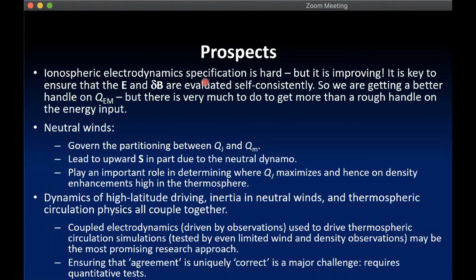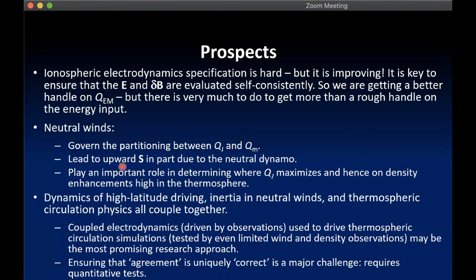And it's really important that the electric fields and the magnetic fields that we use are evaluated self-consistently, so that we get a better handle on QE sub M. But there's a lot more we have to do, even with that. It centers on the neutral winds, I think, because the neutral winds govern the partitioning between Q sub J and the mechanical energy.